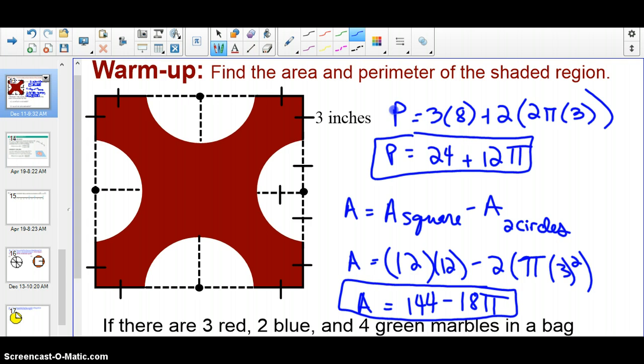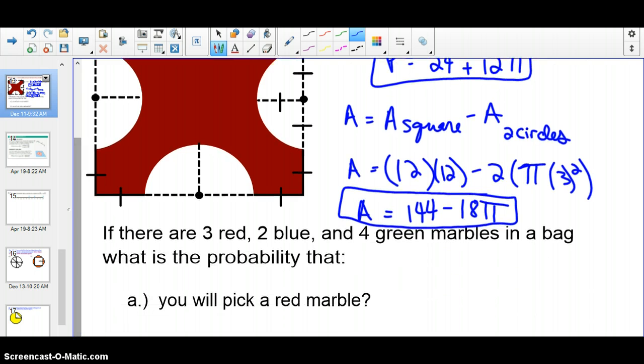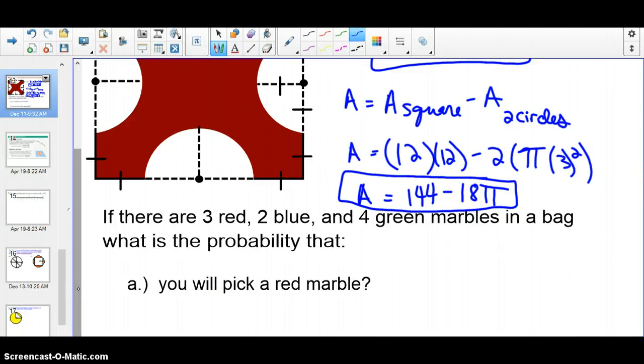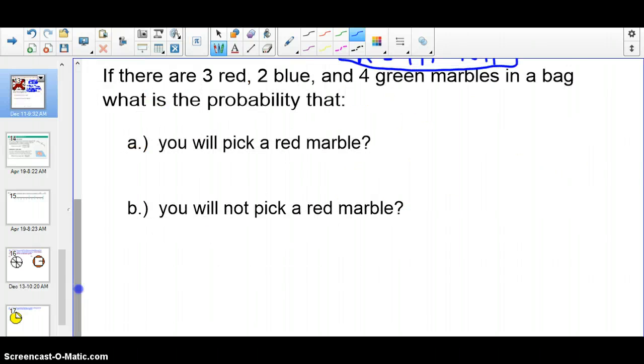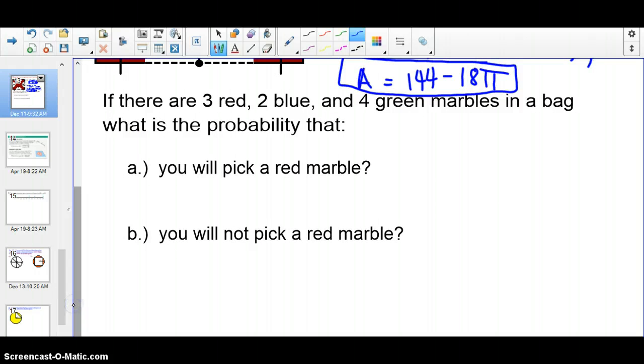Okay, let's talk about the next one. The next one is all about probability. So let's look at this. If there are 3 red, 2 blue, and 4 green marbles in a bag, what is the probability that you will pick a red marble?